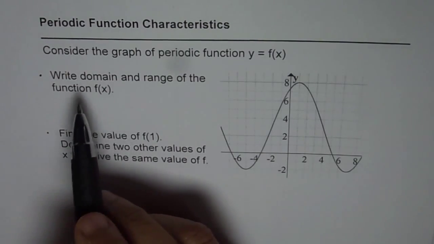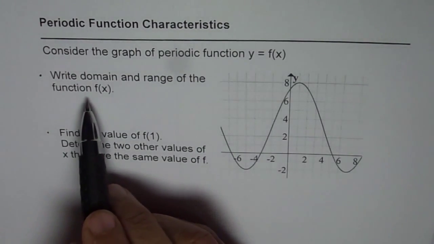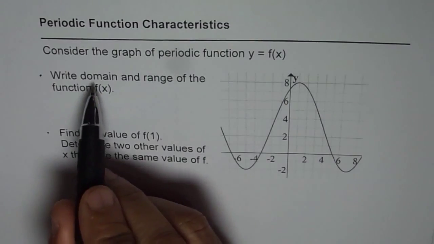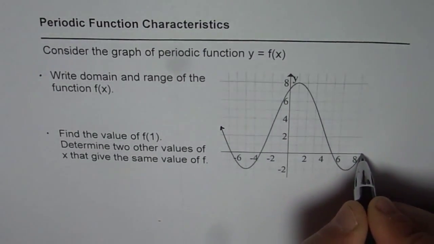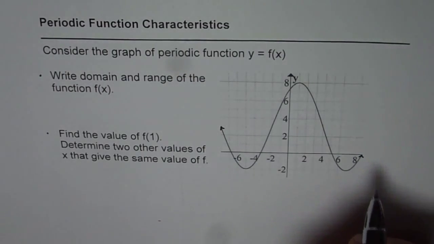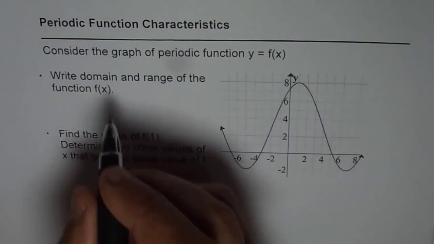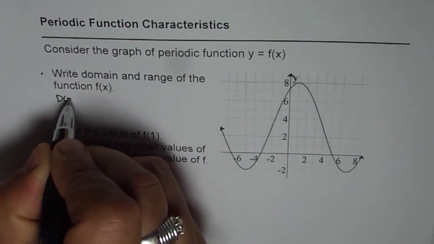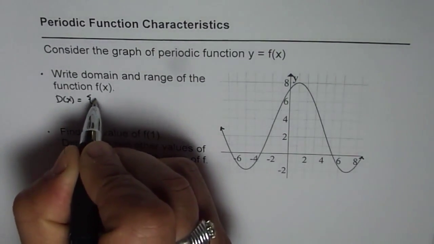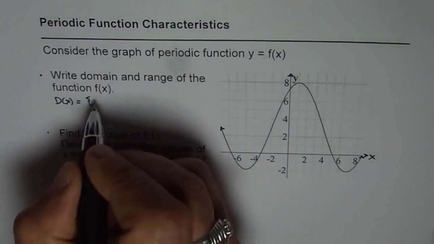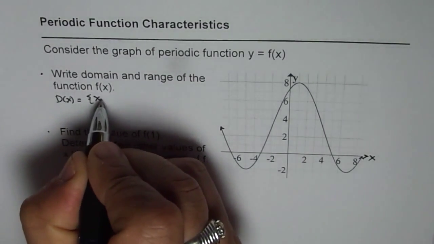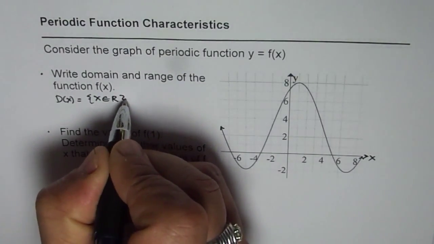Now, writing the domain and range of the function. The domain for this function is all real numbers, since it may just go on. We have not put any restrictions on this, correct? So we can write the domain of the function as, and let us say this is x along the horizontal axis, so we say x belongs to real numbers.